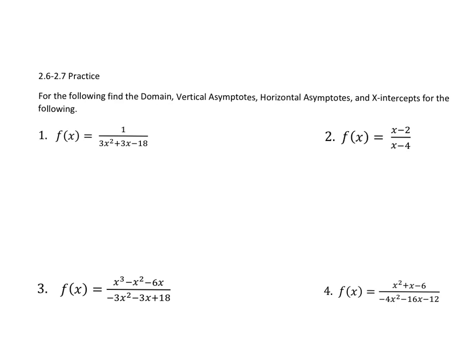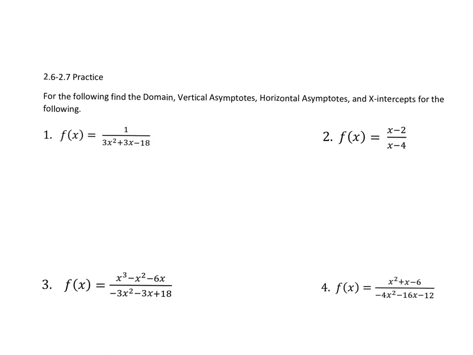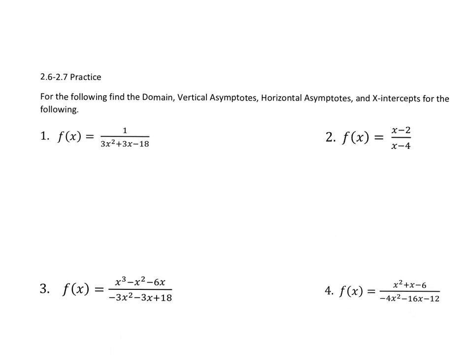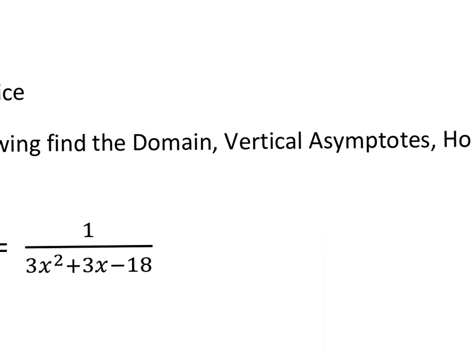This is our 2.6, 2.7 practice homework. This is the first part. The graphing part is going to be something we go over tomorrow, and then I'll answer any last minute questions. But here, the first part is asking you to find the domain, vertical asymptotes, horizontal asymptotes, and x-intercepts. So the first thing I want you to do is tell me how to find each of them.